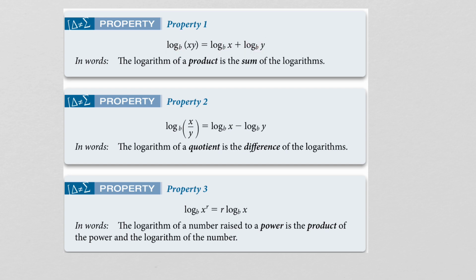The next property says if you have the log of the quotient of two things, this is the same as the log of the numerator minus the log of the denominator. And finally, if you have the logarithm of something raised to a power, the power can be brought down and multiplied to the logarithm.